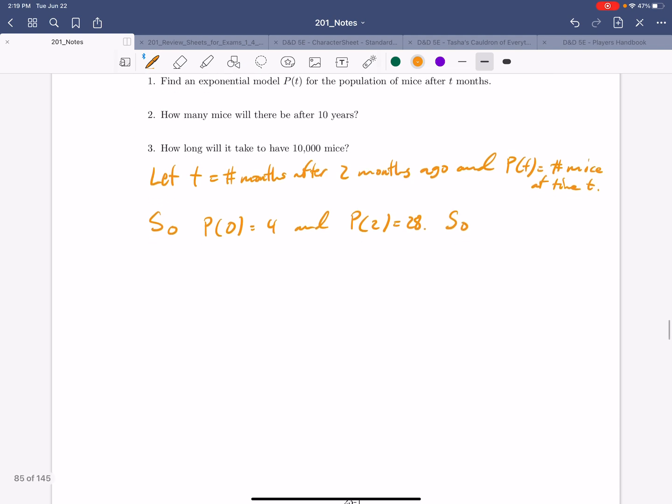Well, that means that we have P of 2 equals 4 e to the 2k, and that equals 28. And we want to solve for k. Okay? Well, that's going to mean that 2k equals ln of 7, which implies that k equals 1/2 ln of 7. Okay.